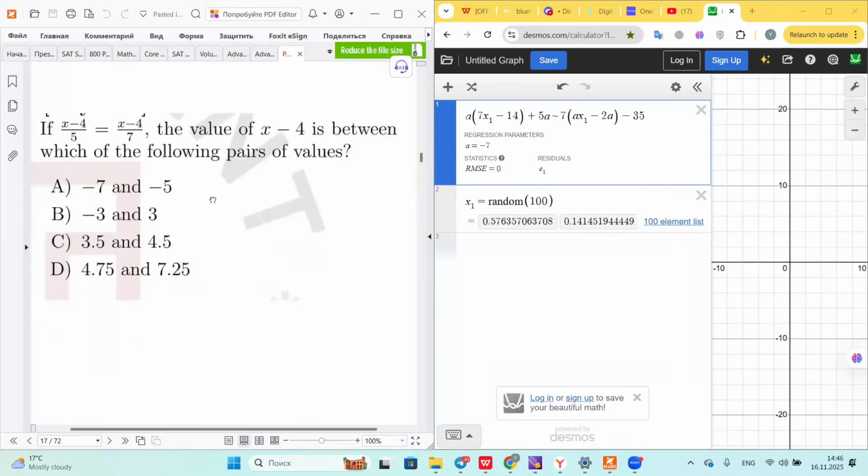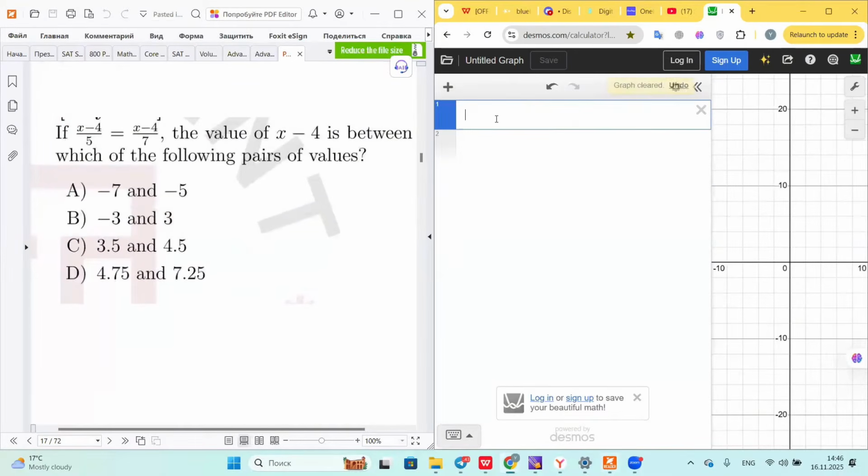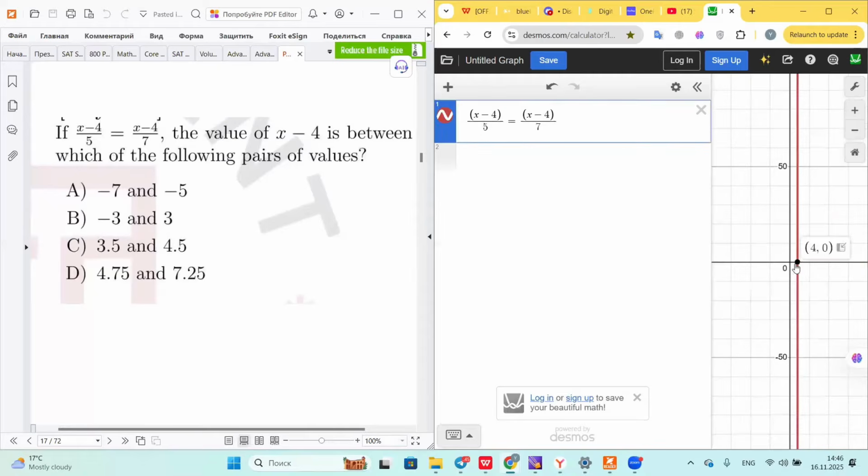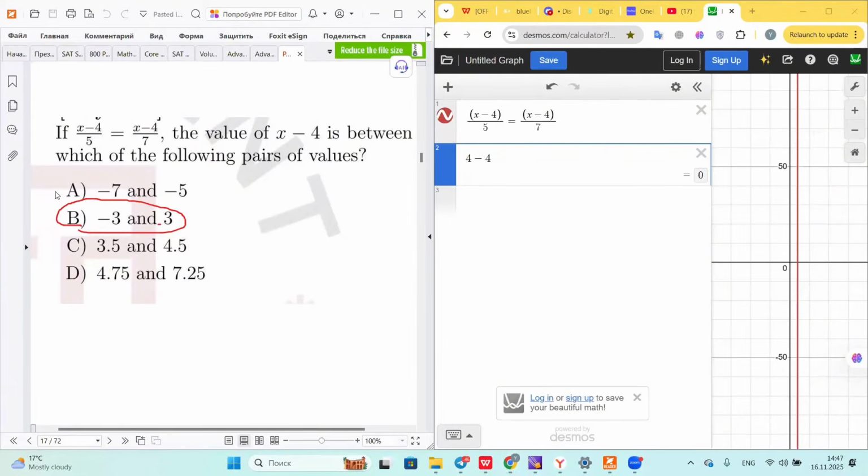For example, look at this kind of problem. This kind of problem we should also solve with Desmos, like x minus 4, whatever you know, entered into Desmos, equals, like this. Here 7 will be x minus 4 again. You can see it has only one solution, 4, but you need the value of x minus 4, which is 4 minus 4, giving 0. 0 is between minus 3 and plus 3. That's why that is the value of x.